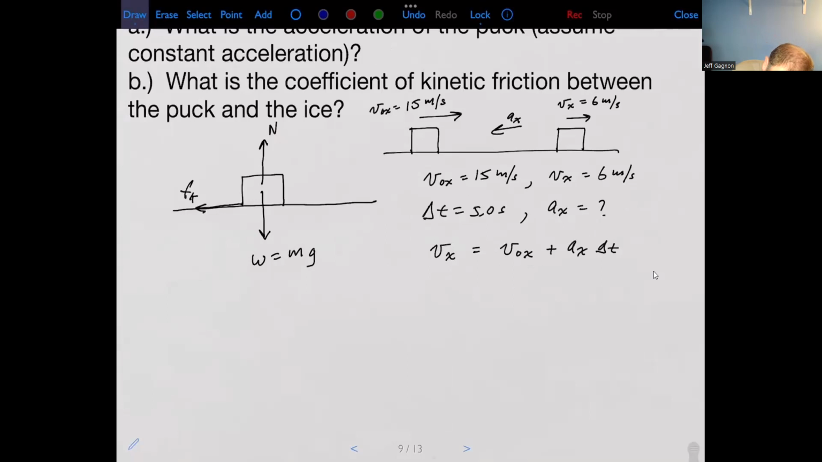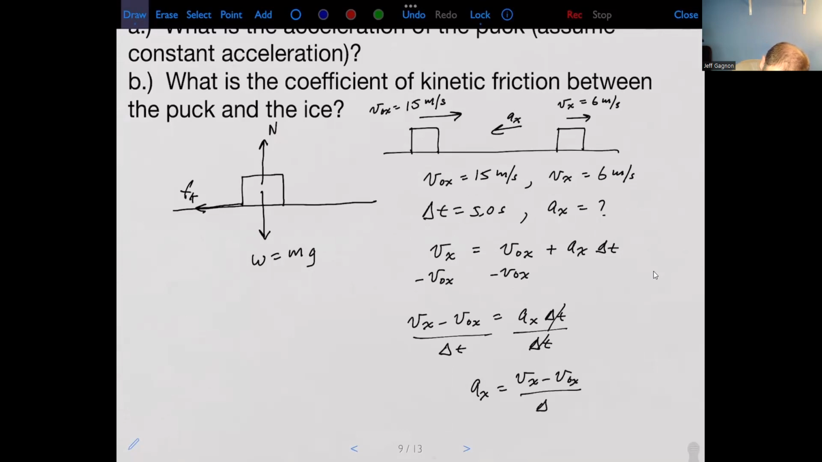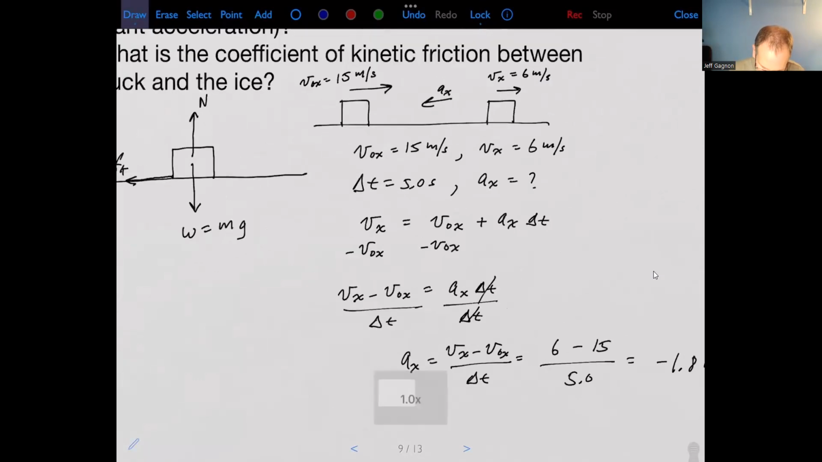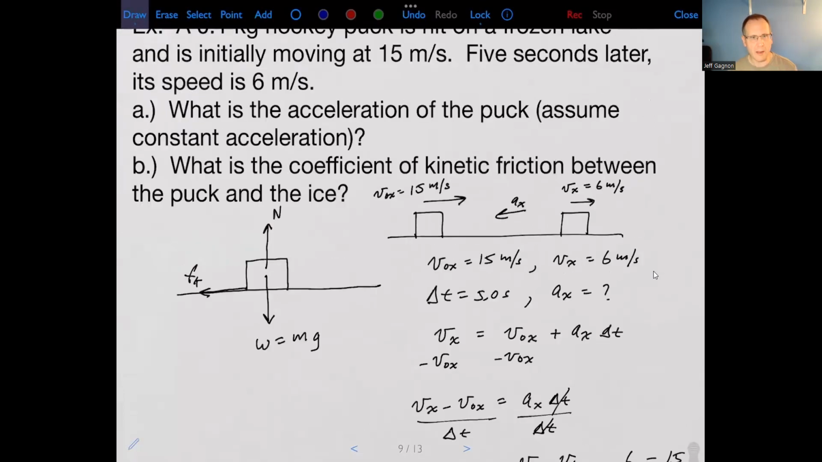Let me solve this for a_x. I'll subtract v_0x from both sides, so v_x minus v_0x equals a_x delta t. And I'll divide by delta t. That cancels, so a_x is going to be v_x minus v_0x divided by delta t. If I plug in here, this is going to be 6 minus 15 divided by 5. And if you work that out, it turns out it's negative, which is good. It should be negative 1.8 meters per second squared. That is our acceleration. So we have our answer to part A.